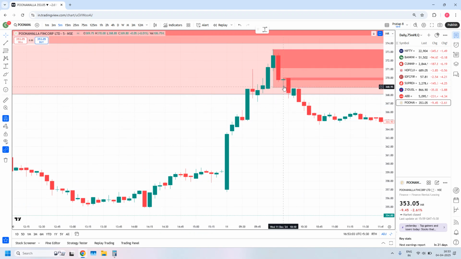Because type 1 is here, type 2 is very far, close to the distal. Sometimes you may feel price before reaching type 2 proximal will again come down. So that's why use some entry buffers.